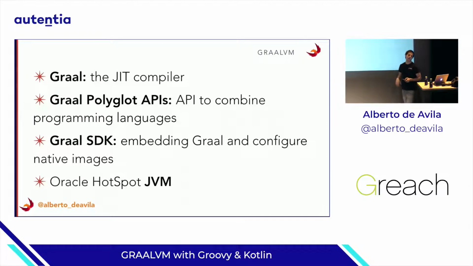When you download the GraalVM installer or source, it contains four things. It contains Graal, the JIT compiler. It contains also the Graal polyglot API that allows us to combine all the previous programming languages to work together. You can use the Graal SDK that is used to configure native image and embedding Graal. And you have also the Oracle HotSpot JVM.